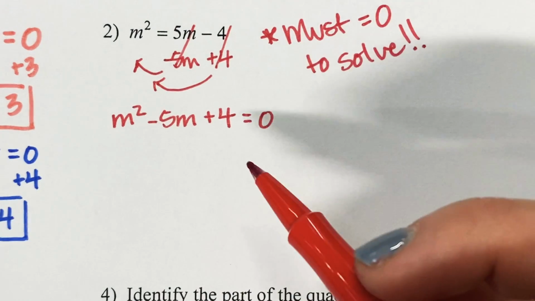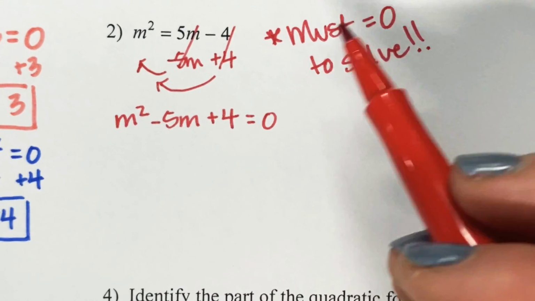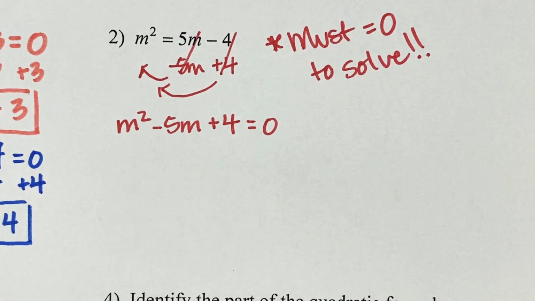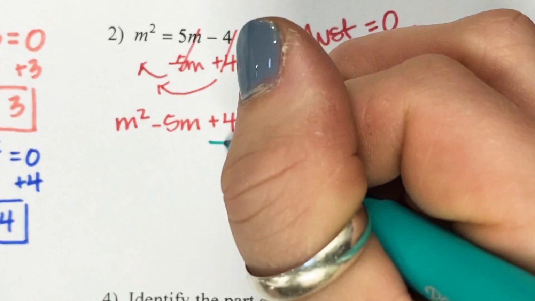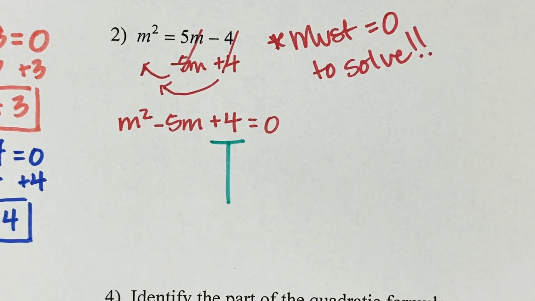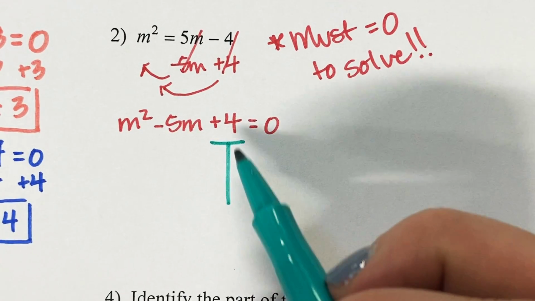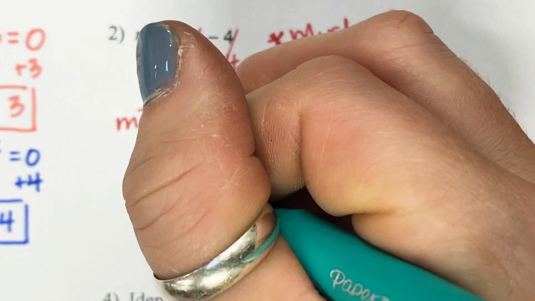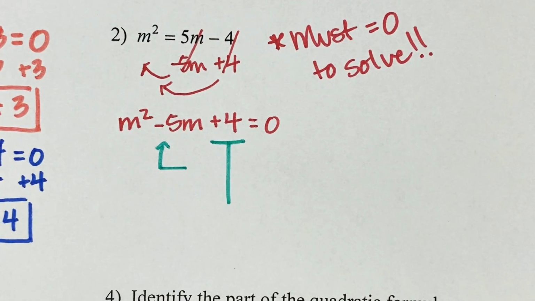And now I can go ahead and factor it in order to solve because it equals 0. Okay, so the number we need to look at is positive 4. So I need two numbers that are going to multiply to give me positive 4, but are going to add to give me negative 5. Okay, what are these two numbers that multiply to give me a positive 4, but are going to add to give me a negative 5?